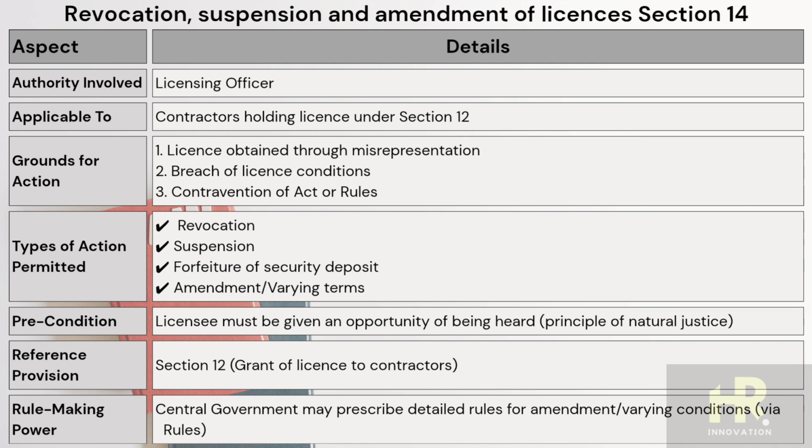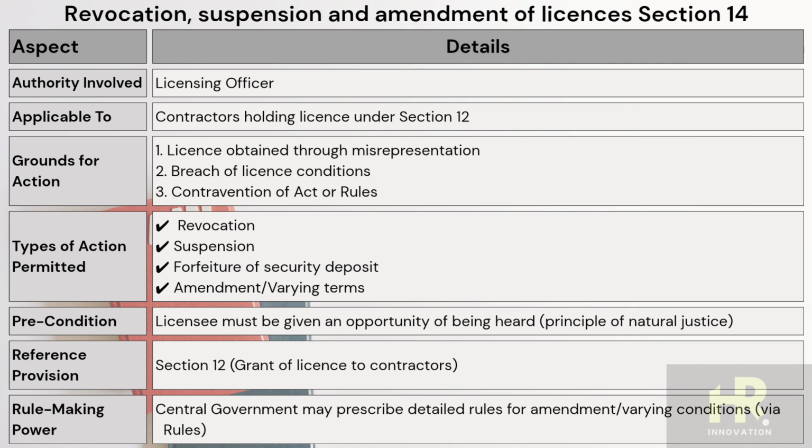Step 5. Contractor's right to respond. But before taking any final action, the officer must give the contractor a chance to be heard. This is part of the principle of natural justice. Step 6. Rule-making power. The central government also has the power to make rules for how license terms can be changed or amended.